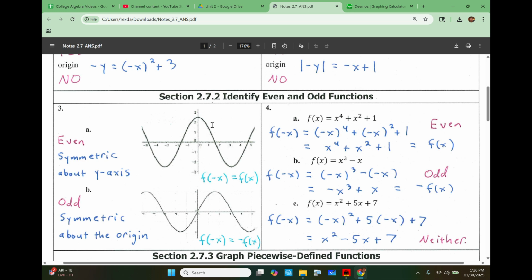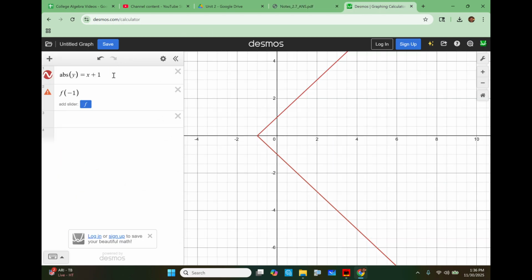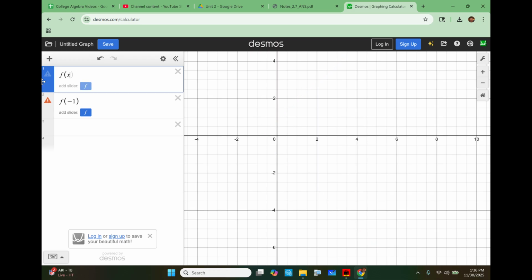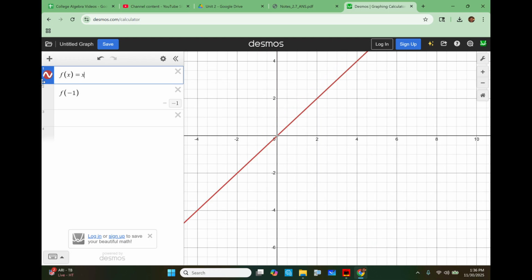So you can take this and fold it over itself, and this whole graph would fold right on top of it. One property of even functions is that f of negative x is equal to f of x. And what that means is if you put in the positive or negative x value, you're going to get the same y value. So for example, a good example of an even function is f of x equals x squared.